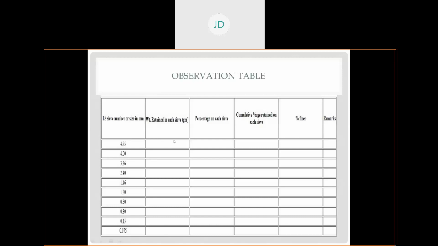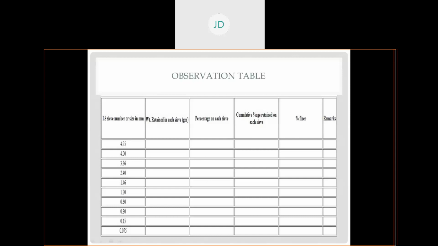Then you have to convert this to percentage. It's very simple. You need to find out how much percentage of the total soil sample is retained on this sieve, this sieve, this sieve, like that. You need to find out the percentage retained. Then you need to find out the cumulative retained. It is also simple, you just need to add one by one. Suppose this is 10, 20, 30, let's say 10%, 30%, like that.